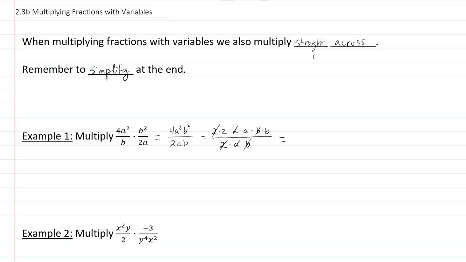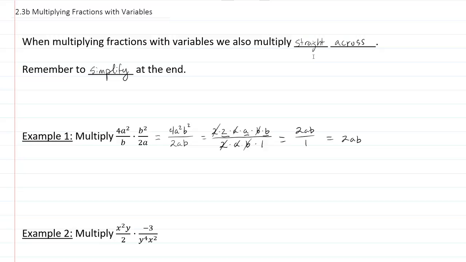And what we're left with is 2ab on top and an invisible 1 on the bottom. So this becomes 2ab over 1, but anything divided by 1 ends up just being itself. So 2ab divided by 1 is just 2ab, which is our final answer.